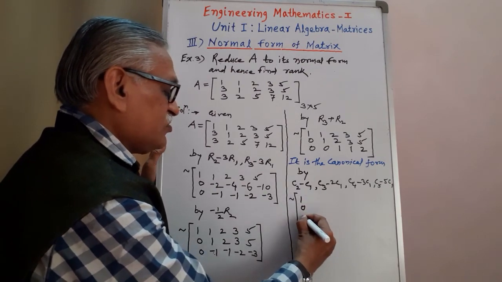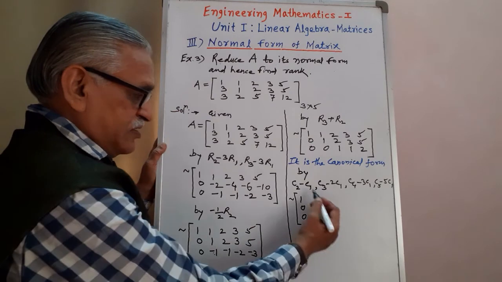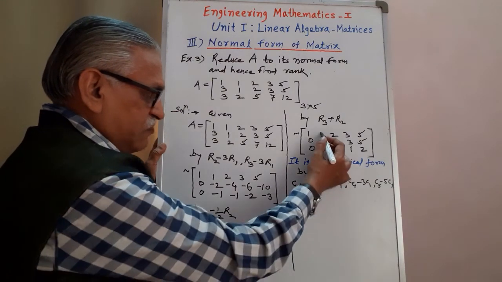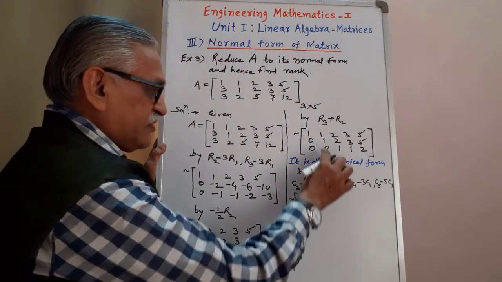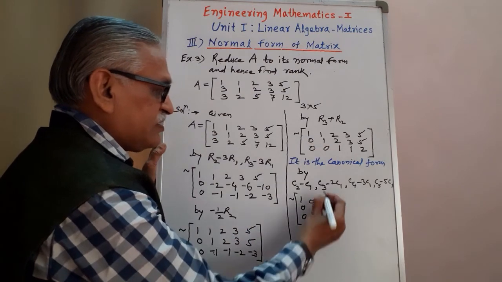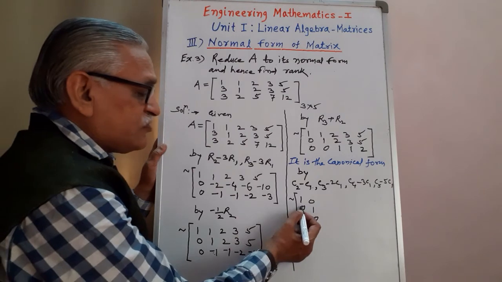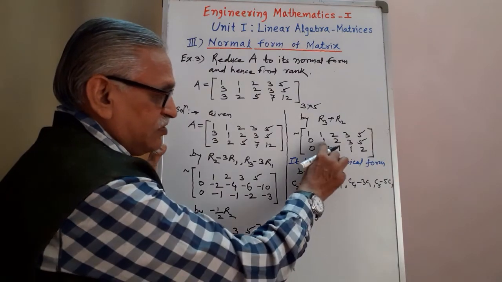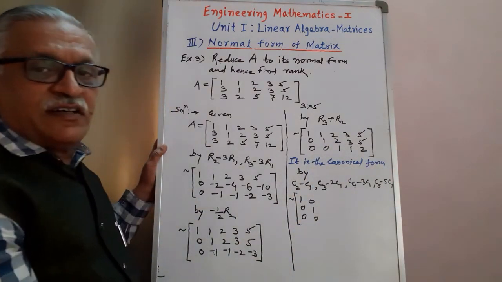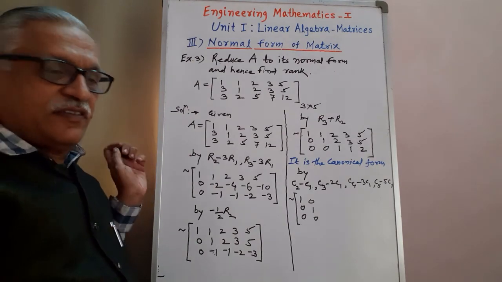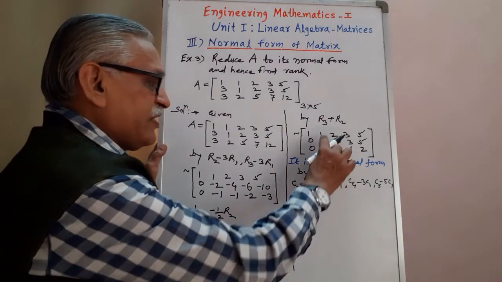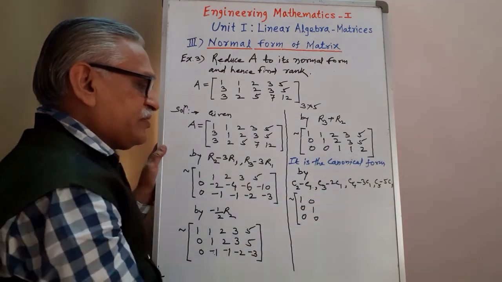C2 minus C1: 1 minus 1 we get 0, 1 minus 0, 1, 0 minus 0 we get 0. As these two elements are 0, all other elements we can write as they are, or they remain the same. We only need to find the changes for these elements.